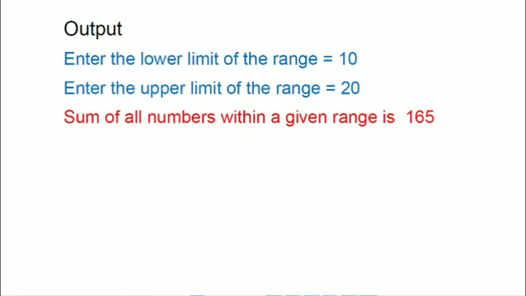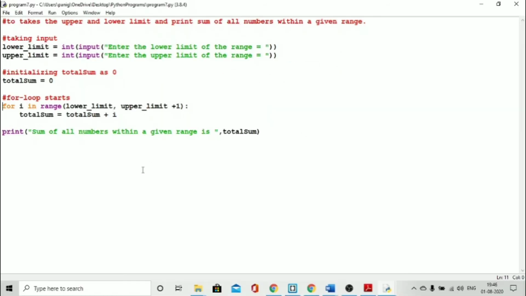Now let's write the code. So this is the code. I have named this code as program 7, and the first line of the code is a single line comment, and it mentions the title of the program.